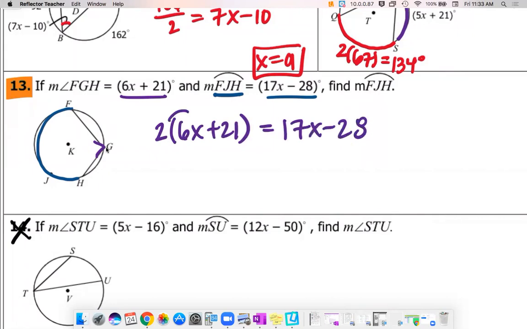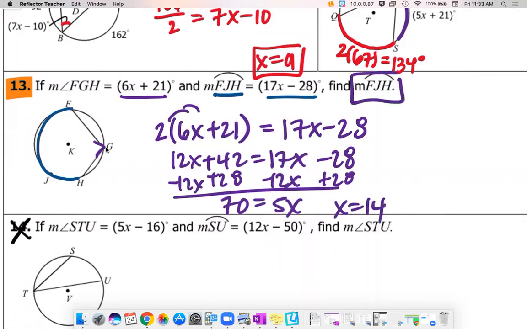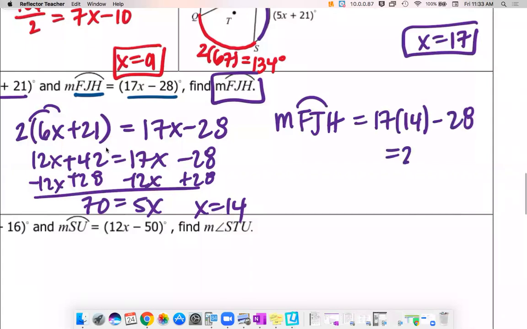So let's see. Distribute: 12x plus 42 equals 17x minus 28. Add. So what, 70 equals 5x, so then x is going to be 14. And then this is the mean one. It wants you to find that arc. So just plug it back in. Measure of FJH is equal to 17 times 14 minus 28, which you plug in your calculator. It's going to be 210 degrees.